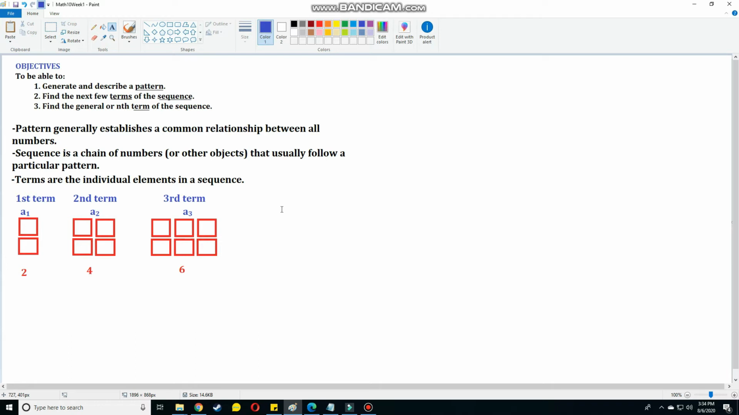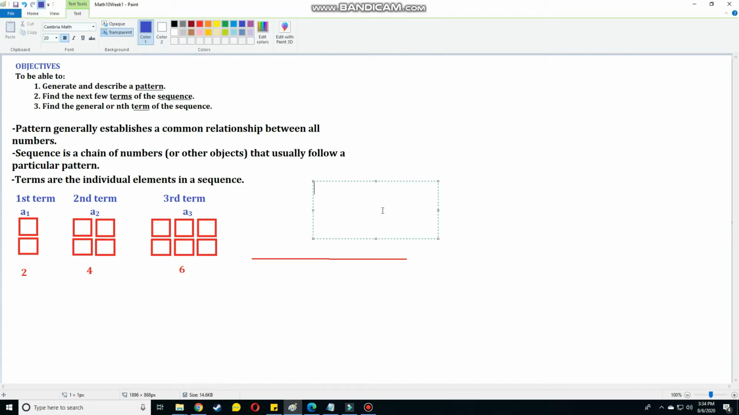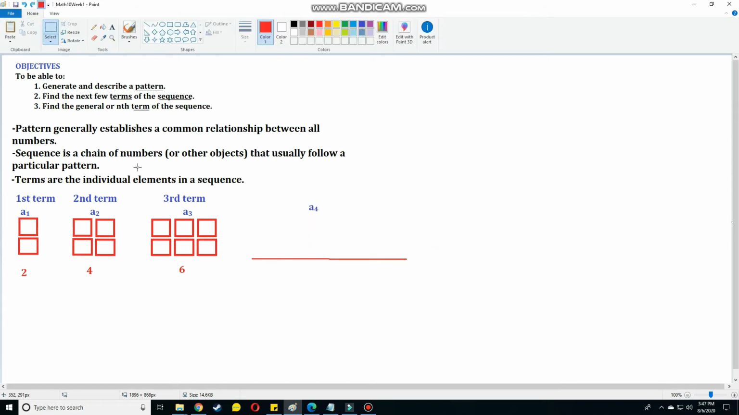Okay, and now let us proceed to our first objective: generate and describe a pattern. So now, what if I would ask you a question like this: what is the next term? We have the first term, the second term, the third term, and you are asked, what do you think is our fourth term? So what is the next term? And we would, of course, go back to the pattern. We would look into the pattern so that we can identify the fourth term.